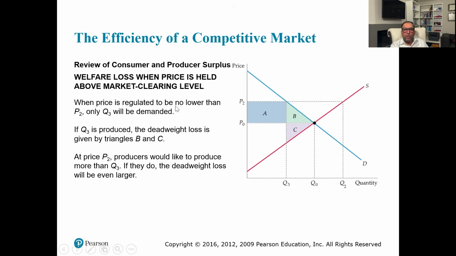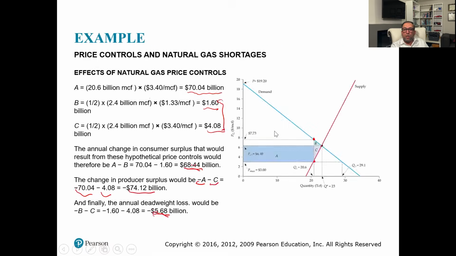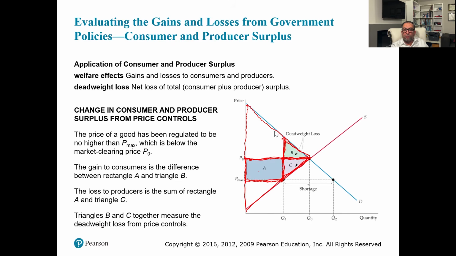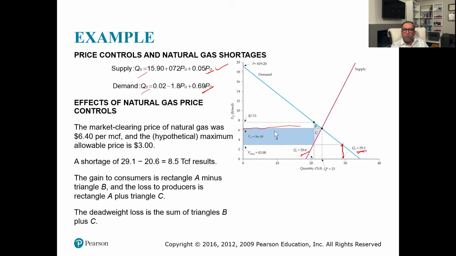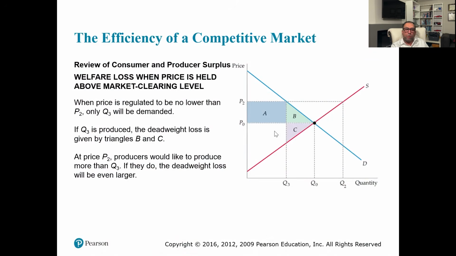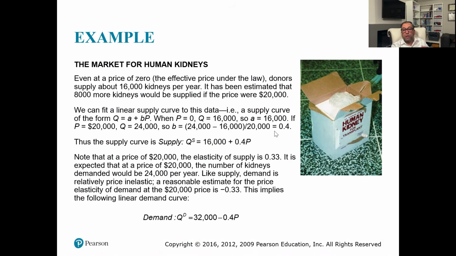So when the price is regulated to be no lower than P2, only Q3 will be demanded, and if Q3 is produced, the deadweight loss is given by the triangles B and C. So it's very similar: in this case you see B and C, the deadweight loss when the price is set below the equilibrium. When the price is set above the equilibrium, again the same situation is there.